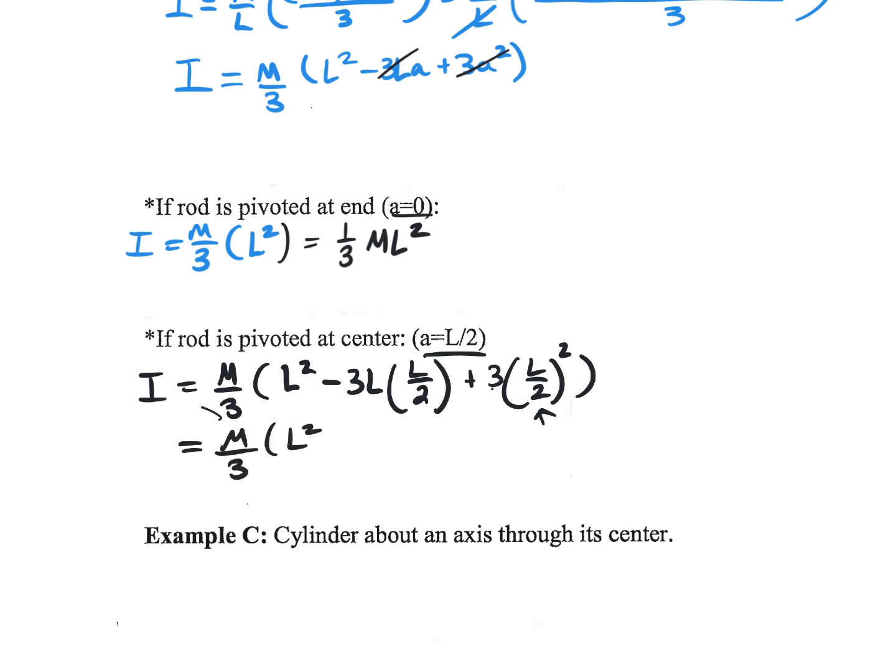We have L squared minus 3/2 L squared plus 3/4 L squared, and then over 3. So this is 1/4 L squared, isn't it? Times M over 3 makes it 1/12 M L squared. So if we put the rod pivot at the center, it is much less inertia, isn't it? Yeah, it's 1/4 as much.